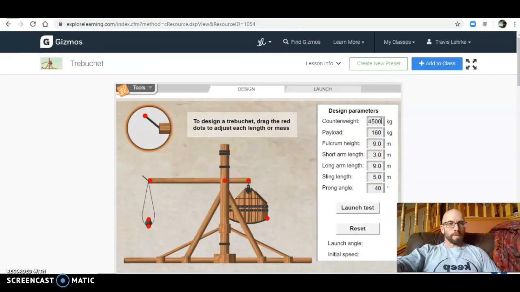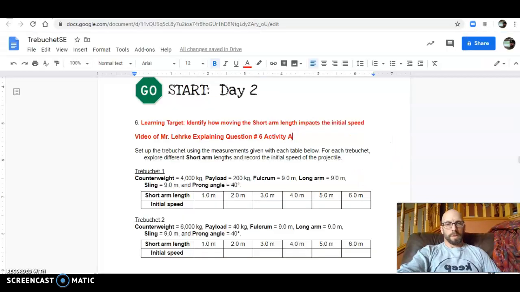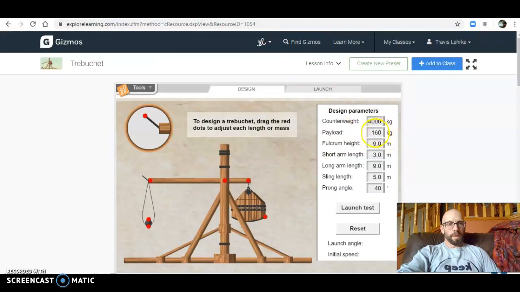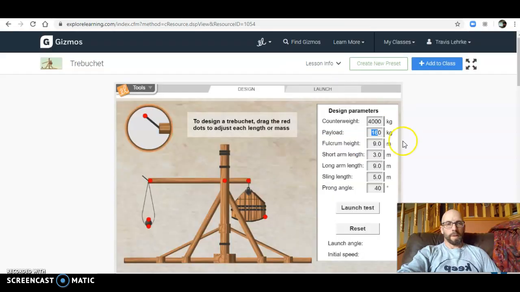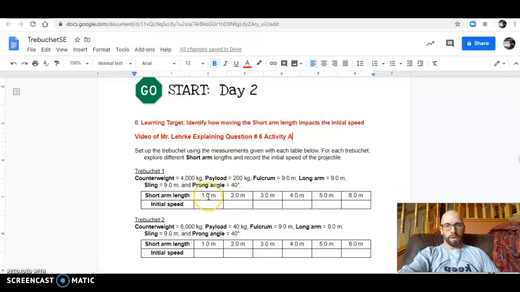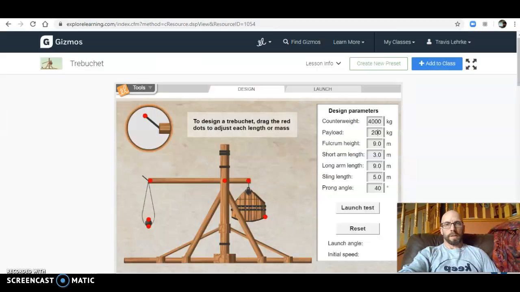Counterweight 4,000. So you move your settings. You're still in the design mode, by the way. So 4,000. Your payload is 200, fulcrum 9. A little bit of back and forth here. Fulcrum 9, payload. What did I say the payload was again? Oh, this is tough to do. 200. Sorry about that. Too many tabs open too. 200. Fulcrum 9, short arm length, based on the chart, is 1.0. Long arm is 9, so make sure that's that.